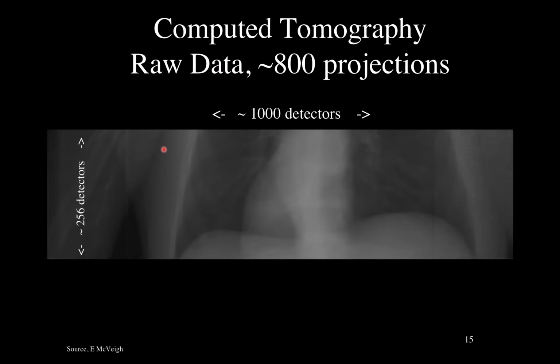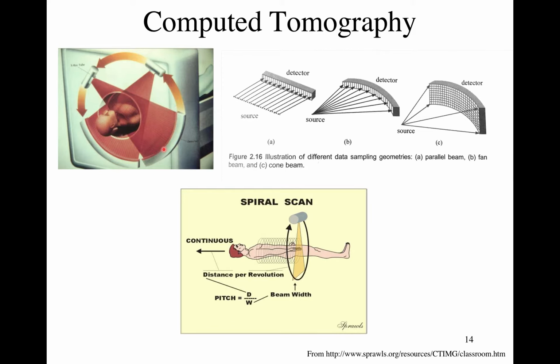So if we look back at this geometry of the detector, we're going to put a person in here. Our X-ray source is here. The person is sitting in here, and we're going to spin this thing around the person. If you can't spin this thing around the person, what else could you do?